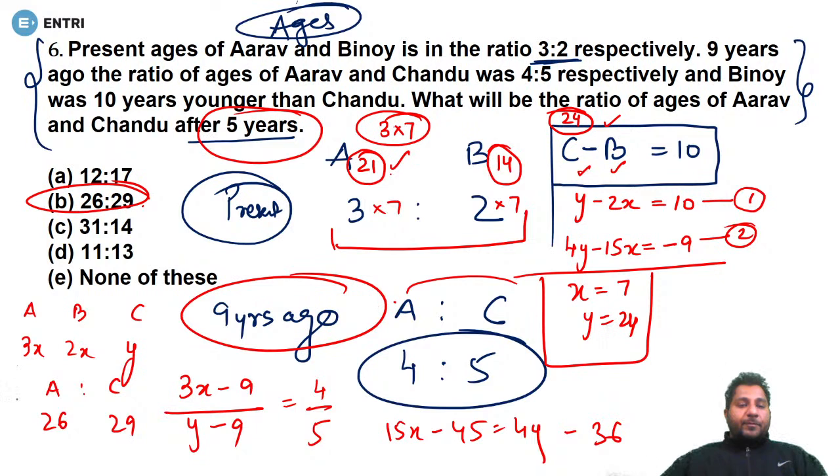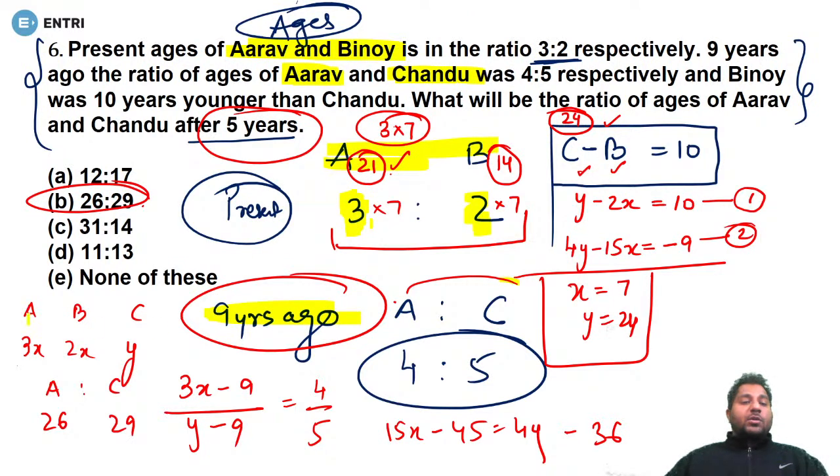In the first statement, let me give you a clear idea. The present age ratio has been given between Arav and Binoy, so we have figured out the present age ratio of Arav and Binoy: 3 ratio 2. While 9 years ago, the ratio between Arav and Chandu has been given as 4 ratio 5. That means we cannot compare these two ratios. Had we got the ratio between Arav and Binoy, we could have compared. But it cannot be, because it has been given 9 years ago, while the comparison is between Arav and Chandu. So we cannot do that.